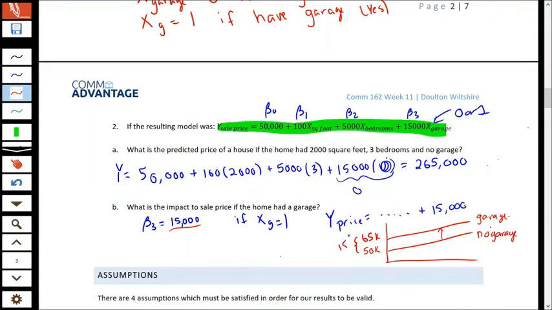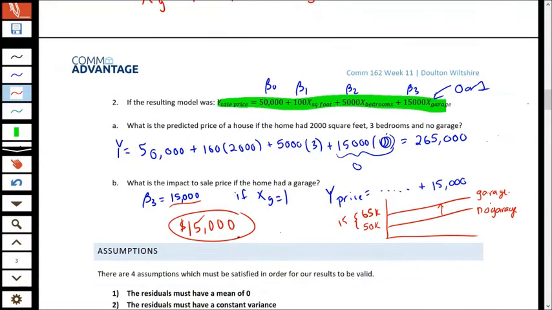So the entirety, no matter what you have for square footage and number of bedrooms, it's going to go up by that 15,000, that intercept of that yes/no variable, whenever you have a garage. So that impact is just going to be 15,000. Whatever your sales price is, the impact is going to be an extra 15,000 if you have a garage there.